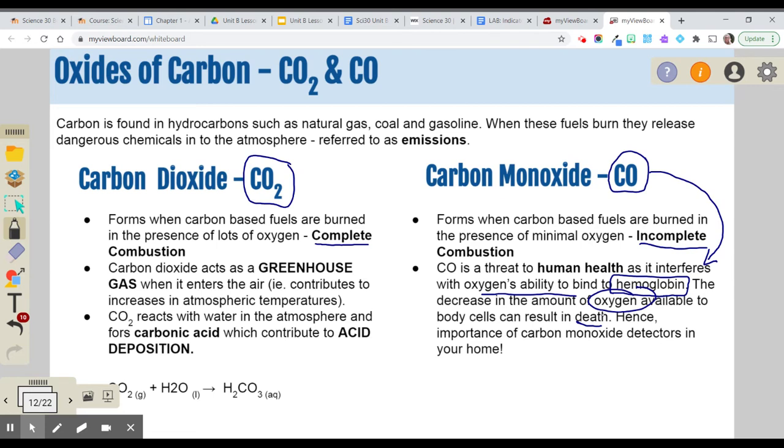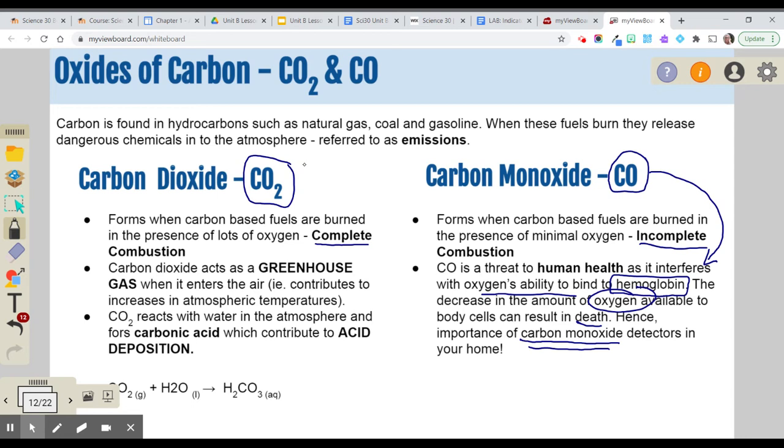death. So this is why it's highly recommended that all houses have carbon monoxide detectors, because you can't actually smell carbon monoxide. So if carbon monoxide is being produced, you'll have no way of knowing until it's too late. So carbon monoxide detectors are invaluable in the home. So just check and make sure you have one in your home. And if not, definitely a worthwhile investment.